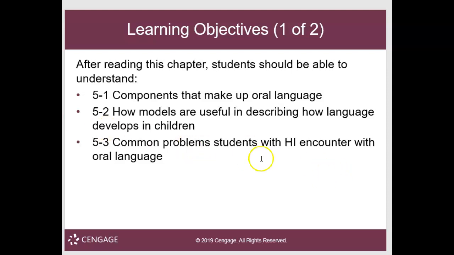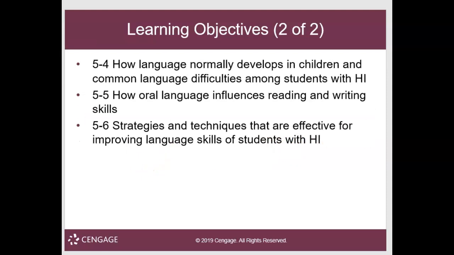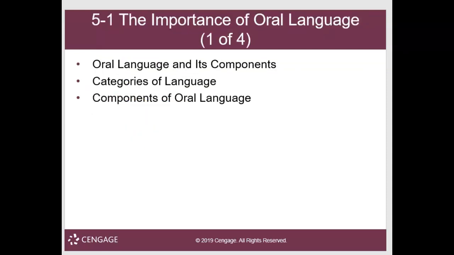Okay, we want to think about common problems students with HI encounter with oral language, and we'll talk about a couple of those. How language normally develops, how oral language influences reading and writing skills. That one is pretty common, right? It's kind of everyday language. So the importance of oral language, oral language and its components, categories of language, and components of oral language.